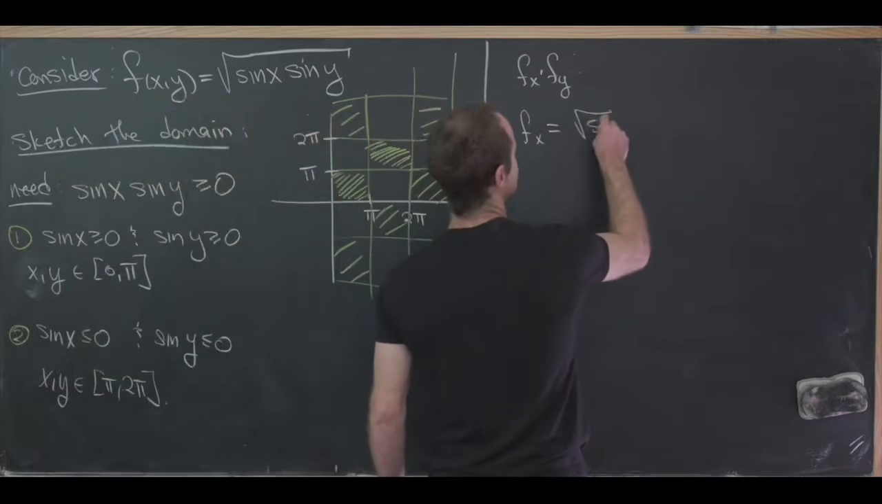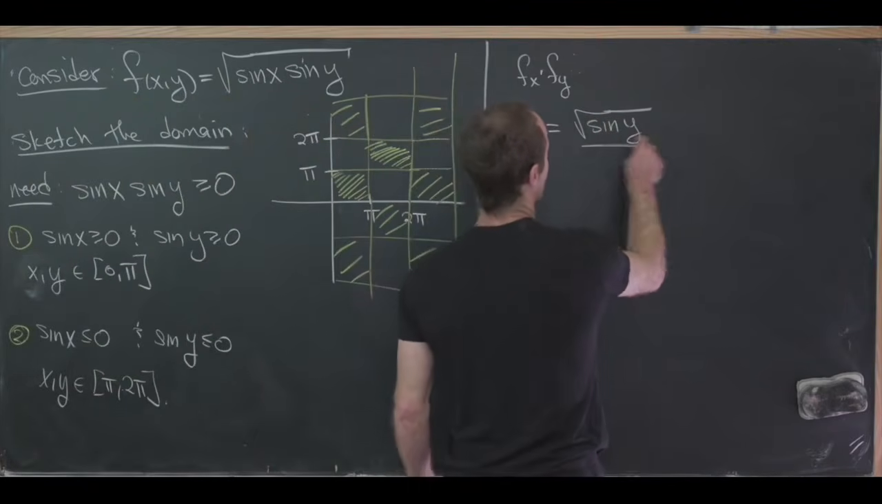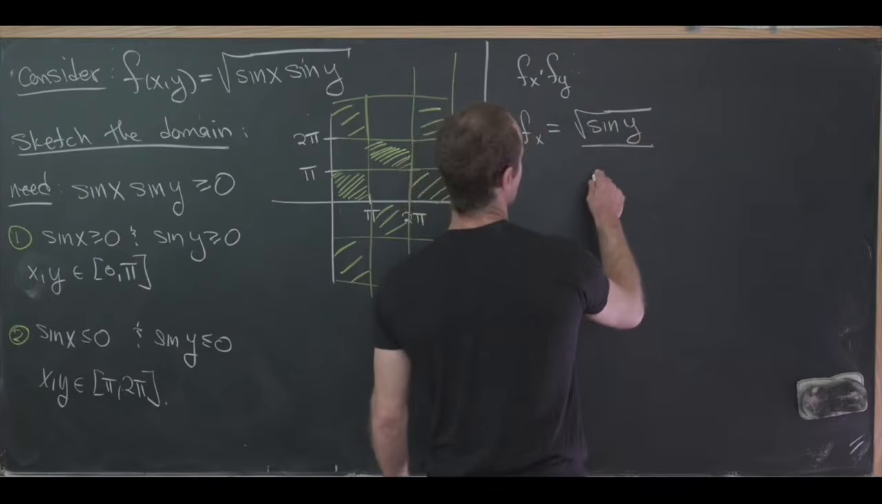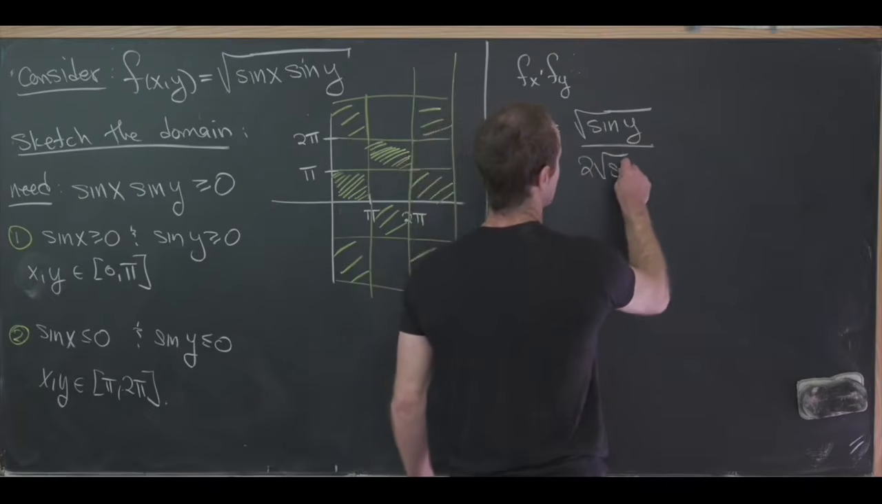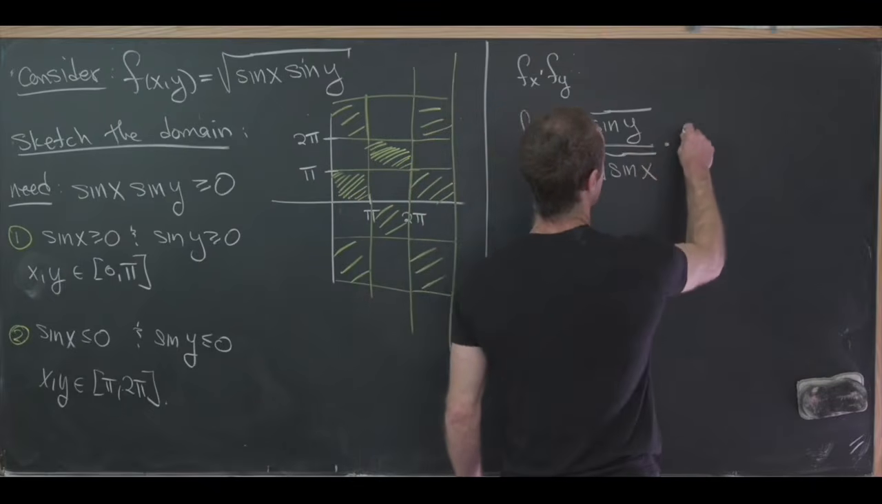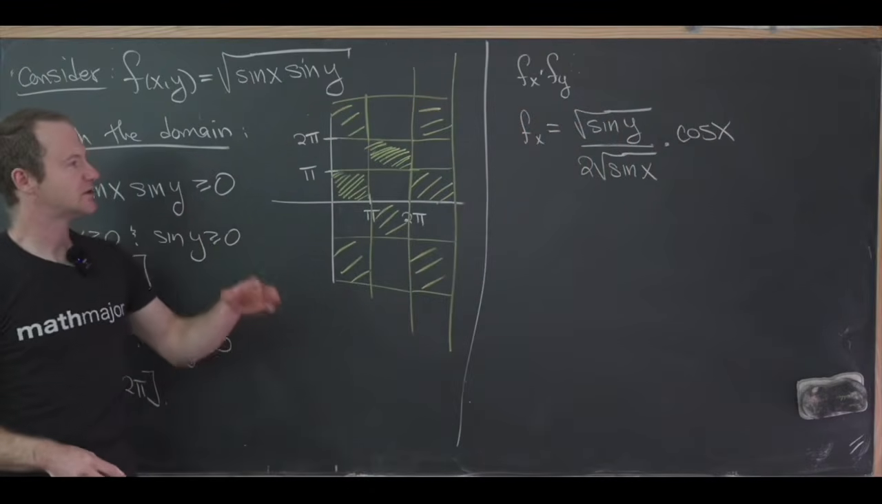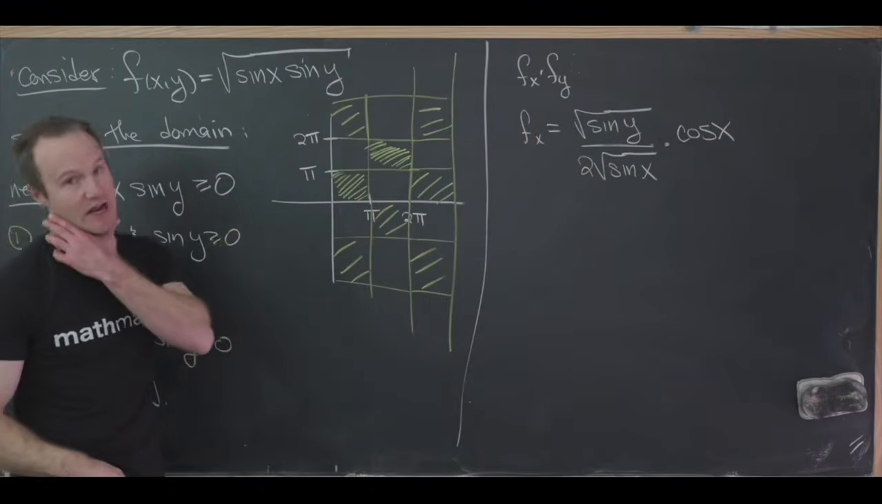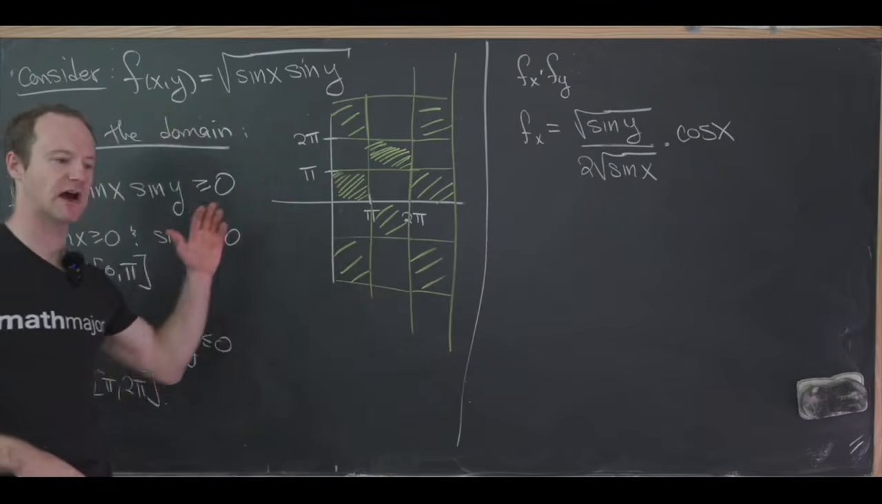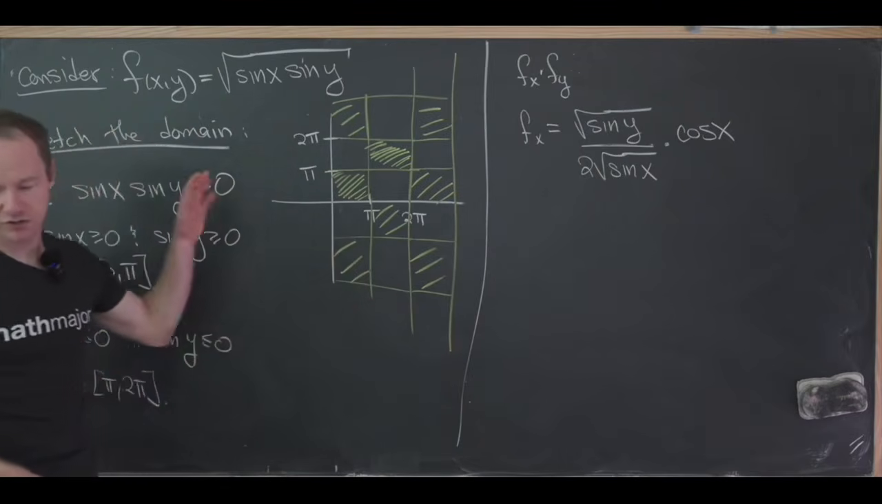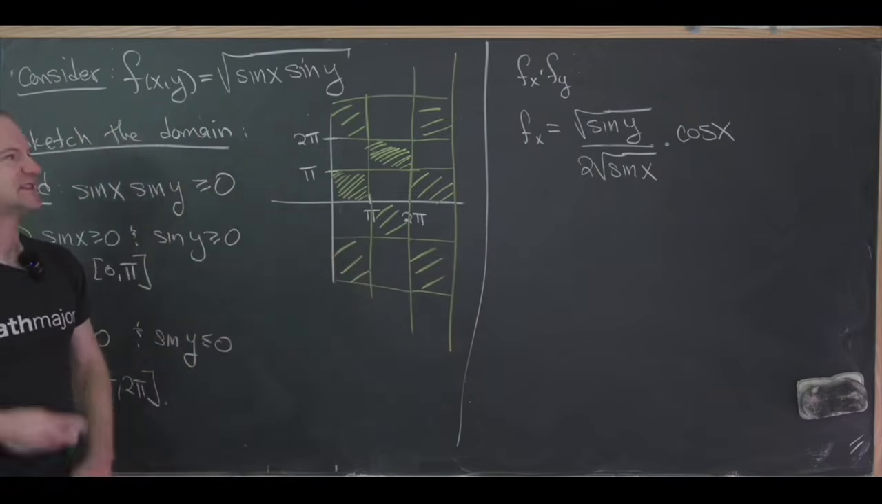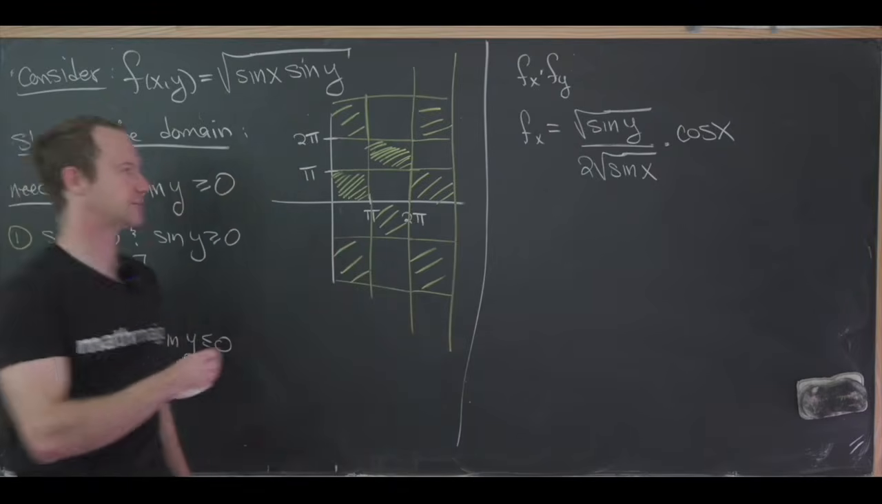So that's going to give us the square root of sine of y over 2 times the square root of sine of x times cosine of x. I believe we get something like that. And so that's of course using the chain rule, but we're in calculus 3 right now. We're not in calculus 1. So doing these steps all at once feels okay to me.